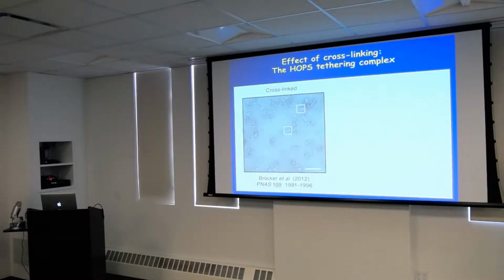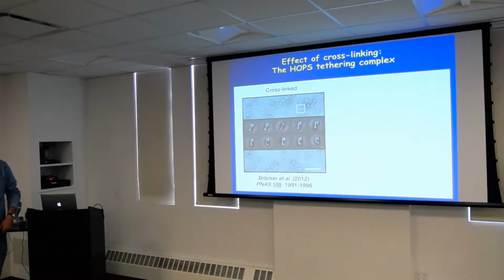But this is another example. This is a tethering complex, the Hobbs tethering complex, and the biology is not important here. But this is a cross-linked sample, and you can see all these beautiful dumbbell-shaped structures. And so you get very nice averages, and they use these averages to calculate a 3D reconstruction. But all this was always cross-linked. And as it happens, we were also working on this complex, and we were very frustrated when this came out. Not only because we got scooped, but also because we got scooped by a bad structure.